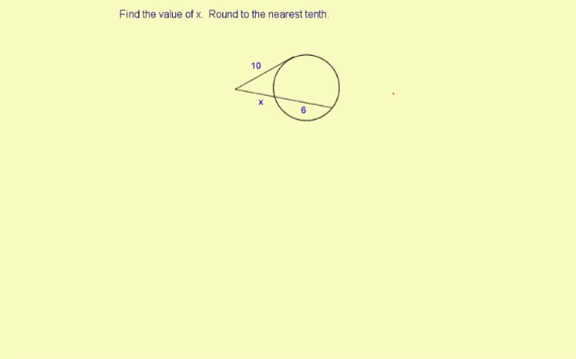Find the value of x, round to the nearest tenth. So we have a tangent segment outside the circle here, and then we have a secant right here. So it's going to be 10 squared equals x, which is the part outside, times x plus 6, which is the whole secant.